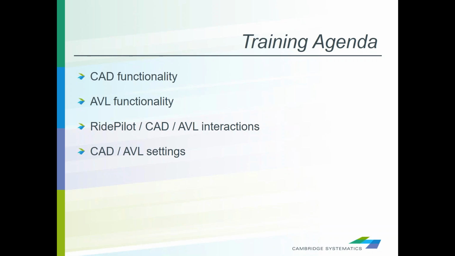We will next turn to the AVL functionality. AVL is commonly used for automated vehicle location, but it's basically the driver app that Clint mentioned earlier. So that is the tablet-based application that drivers will be able to use as they step through the manifest for a given run and update the status of different elements of the manifest, such as picking up a passenger or dropping them off or arriving back at the garage.